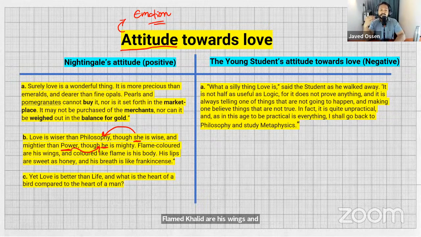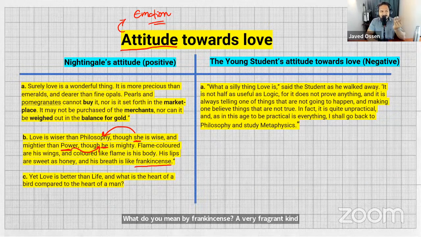His lips are sweet as honey, and his breath is like frankincense. What do you mean by frankincense? A very fragrant kind of a paste, made of trees, made of plant materials. Kind of like incense sticks, kind of like agarbatti, right? So frankincense is a fragrant kind of a substance.